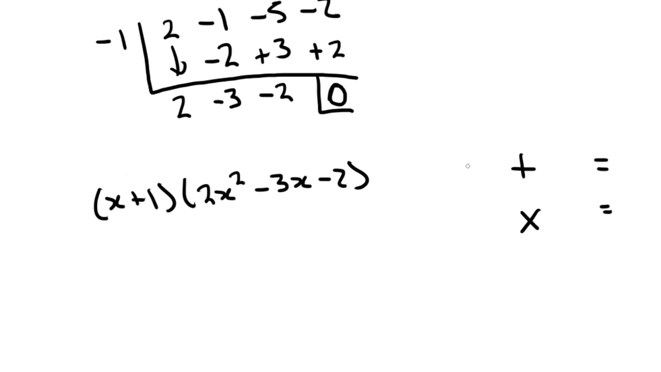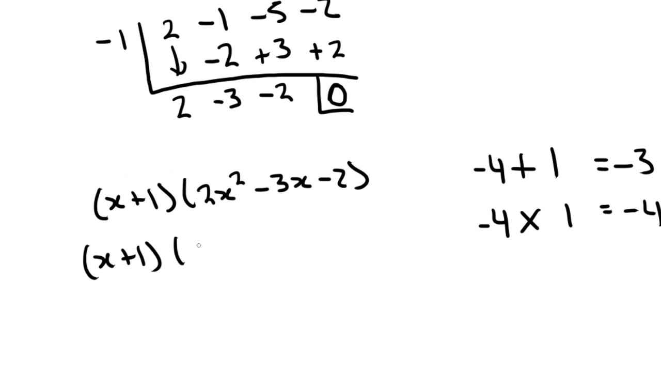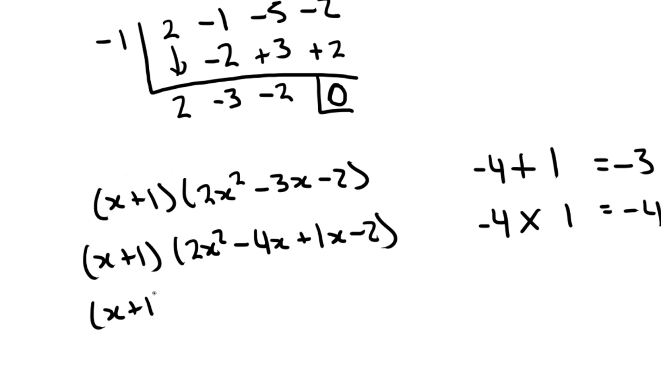And so we have to find something that adds up to -3 but multiplies out to -4. And if you haven't figured it out already, -4 and 1 fits, so just do 2x squared minus 4x plus 1x minus 2. And then after that, you just do grouping.